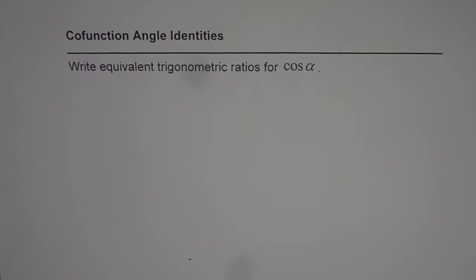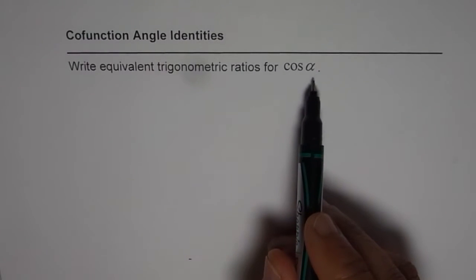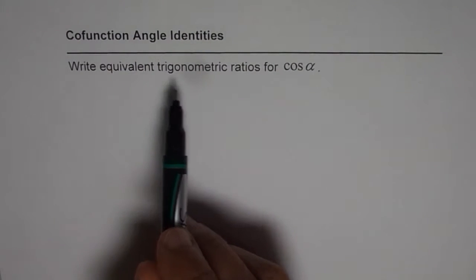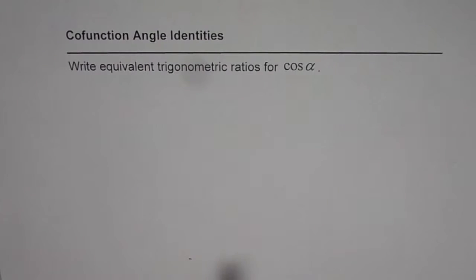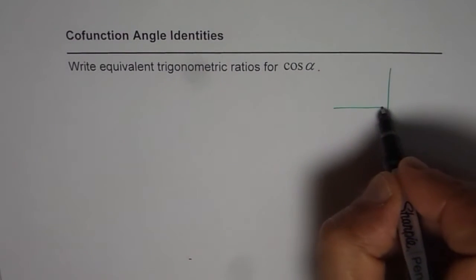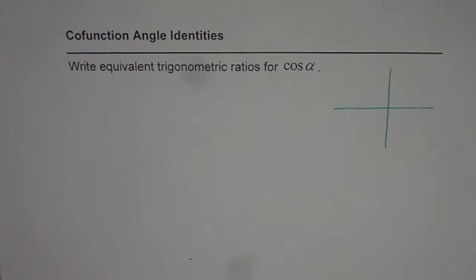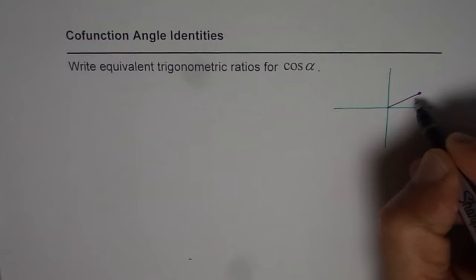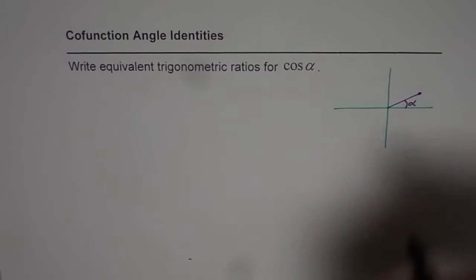I'm Anil Kumar, and in this video I'll take a kind of different approach to write cos of alpha in terms of different cofunction identities. So the question here is: write equivalent trigonometric ratios for cos of alpha. We'll consider the coordinate plane, and let us say that alpha is an acute angle somewhere here.